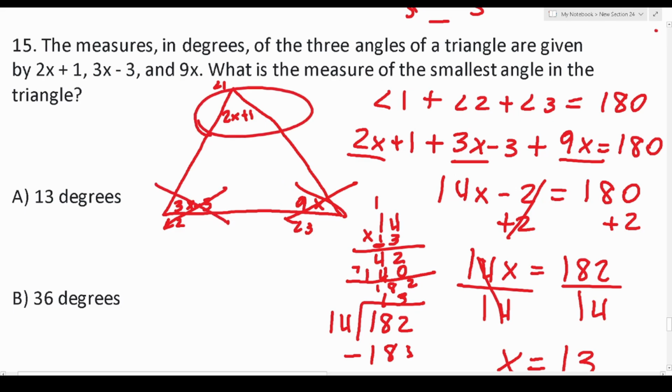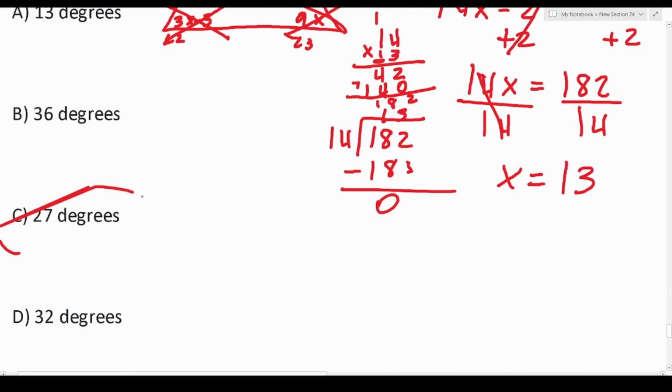Smallest angle is going to be 2x plus 1. So this becomes 2, and we know what x is. It's 13 plus 1. 2 times 13 is 26 plus 1 is 27. So the smallest angle in this triangle is going to be 27 degrees, which is right here.